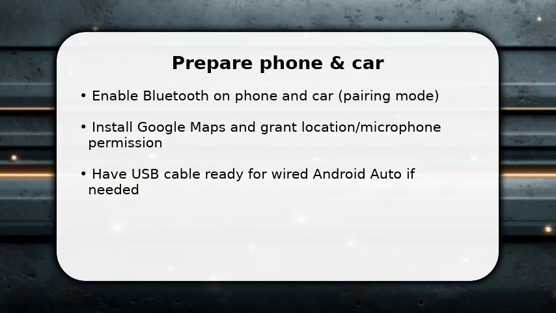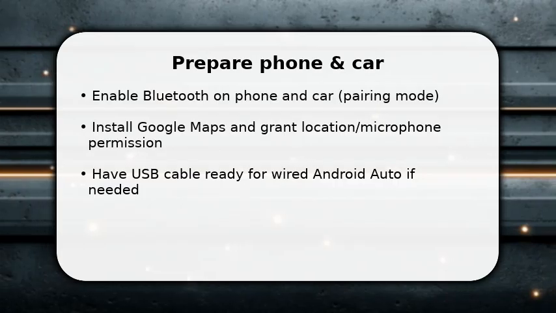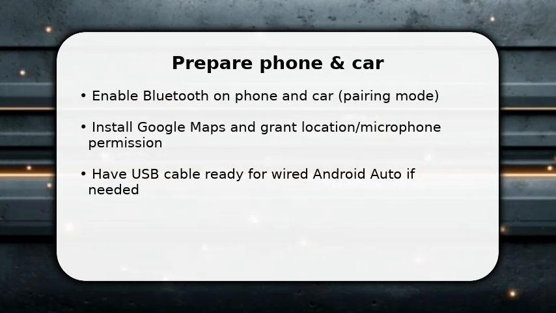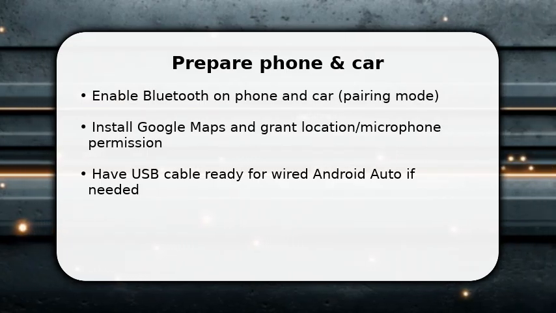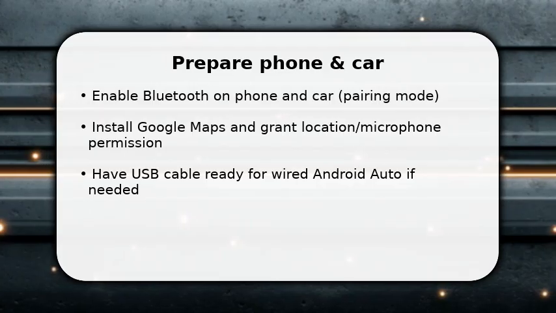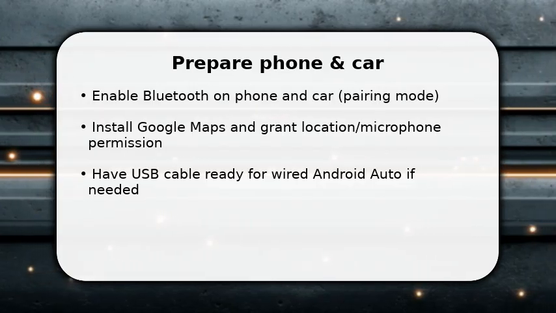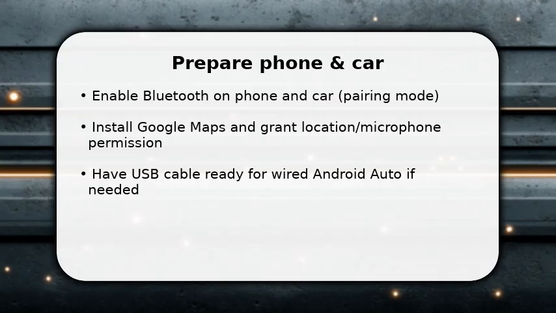You start by readying both devices. Put the Kwid's infotainment in Bluetooth or Android Auto mode and enable Bluetooth on your phone. Pair immediately, enter any PIN shown. Once done, open Google Maps and accept location and microphone permissions so voice navigation works.